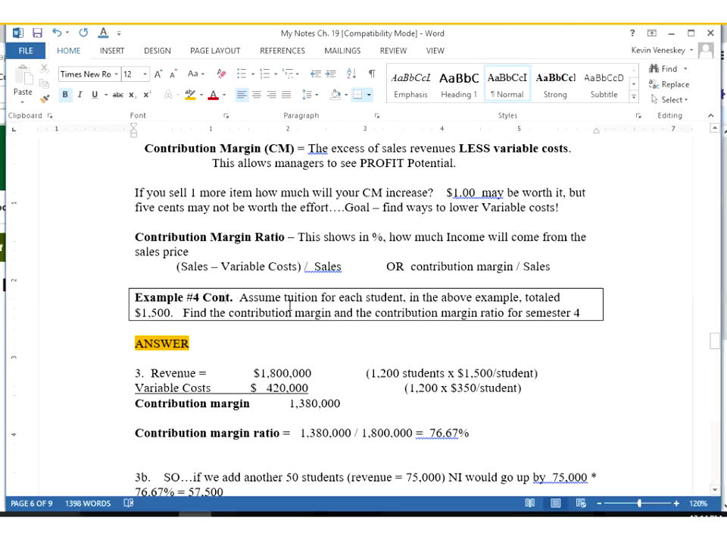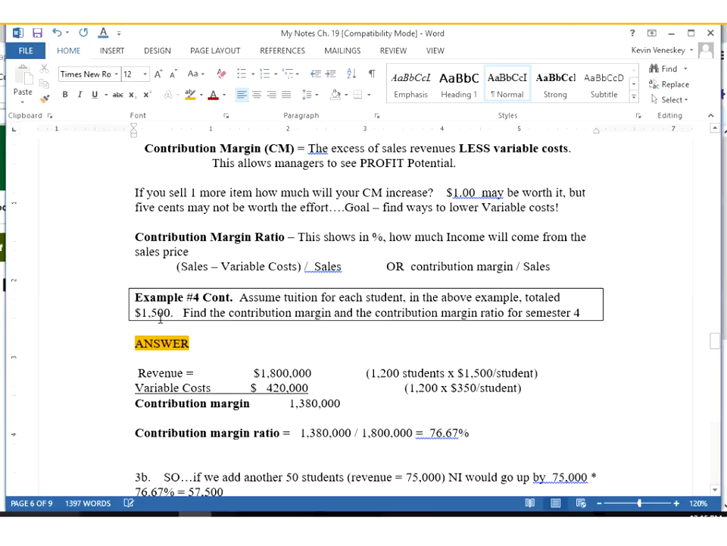I took this from our previous example in semester 4. The tuition for each student was $1,500. Let's say everybody took the same number of classes. And I want to find the contribution margin and the ratio for that semester 4. Okay, so remember, we just take sales minus our variable cost. Remember, we already know what our variable cost is per student. We figured that out in the previous example. It was $350.